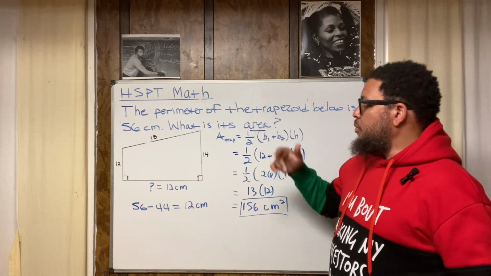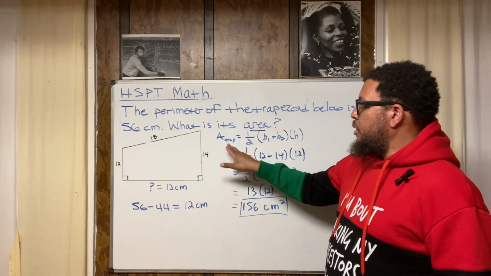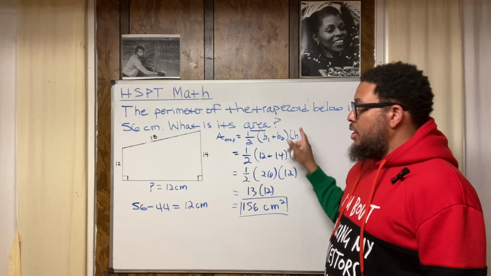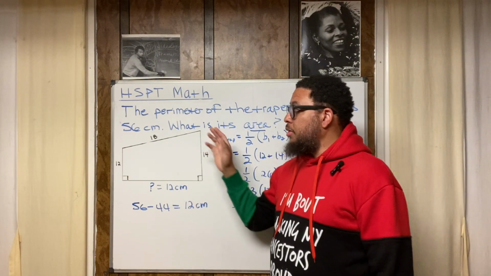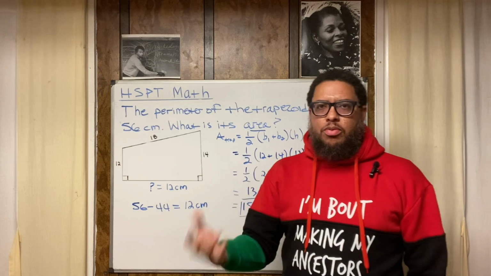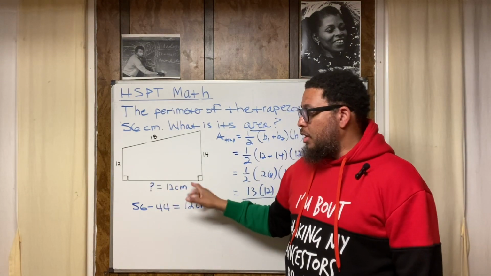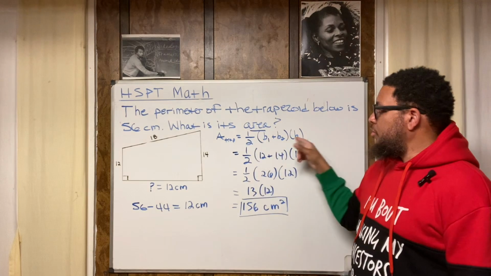So this is how you do this type of problem. Find the area, and memorize the formula for the area of a trapezoid. Also, memorize the formula for the perimeter of a trapezoid, and just know what perimeter means. And we had to use critical thinking to figure out the missing side. Why do we need the missing side? Because it's part of the formula for area.